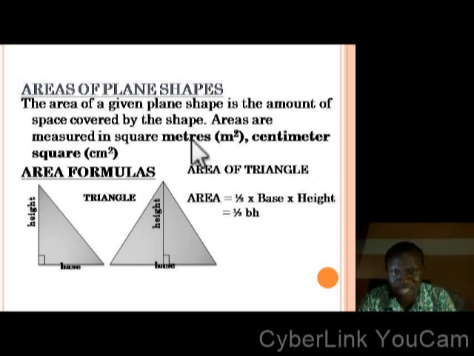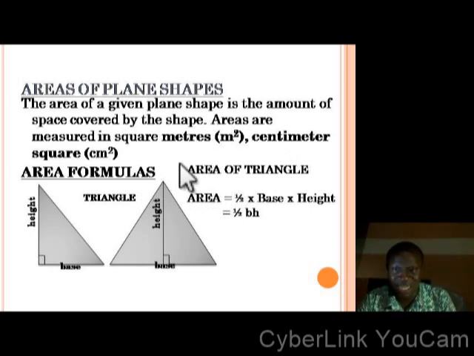And that's why we define it here very clearly. The area of a given plane shape is the amount of space covered by the shape. So areas are measured in square meters. Either you call it square meters or meter squared. That is why at the end of every solving, you write your unit as what? Meter squared. Or you also calculate it in terms of centimeter squared or square centimeter, as the case may be. Now let's begin with the first one here.